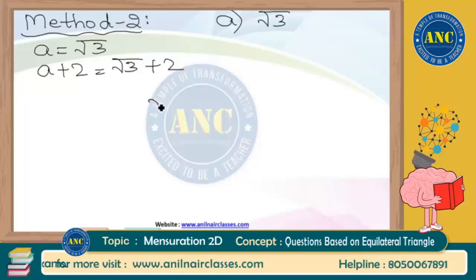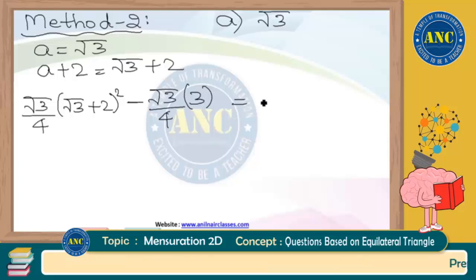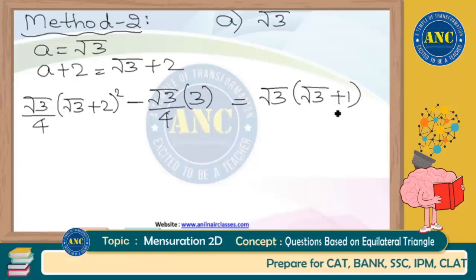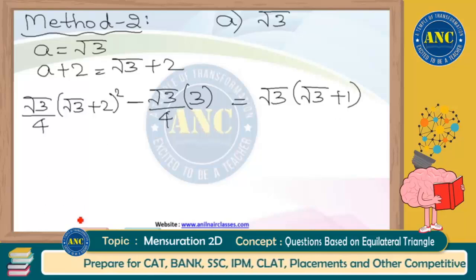Old area is root 3 by 4 into a square, value is 3. New area is root 3 by 4 into (a plus 2) whole square, value is (root 3 plus 2) whole square. Difference should be how much, sir? They are saying that the difference should be root 3 into (root 3 plus 1), right? Or 3 plus root 3 basically. Let us check whether left hand side is equal to right hand side.